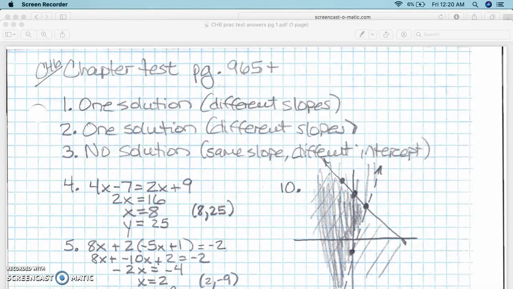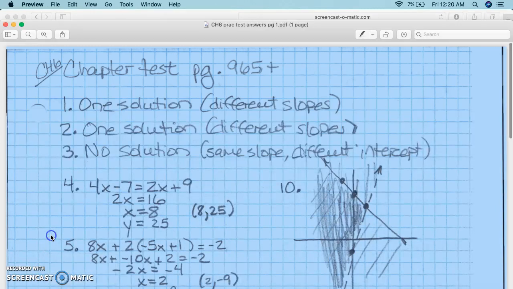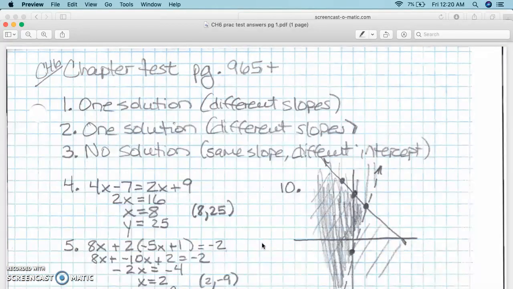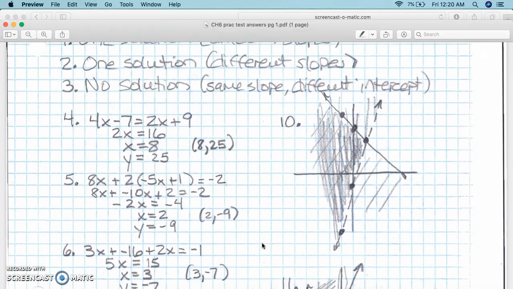For number 4, 5, and 6, you had to solve using substitution. So for number 4, substituted one equation in for y and just set them equal to each other there and solved that and got 8 for x and 25 for y. For number 5, again, we needed to use substitution. So I took the second equation where y equals negative 5x plus 1, plugged that in for the y in the first equation, needed to use distributive property there, solved for x, got x is 2 and y is negative 9.